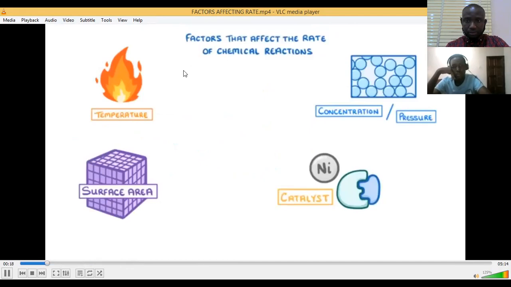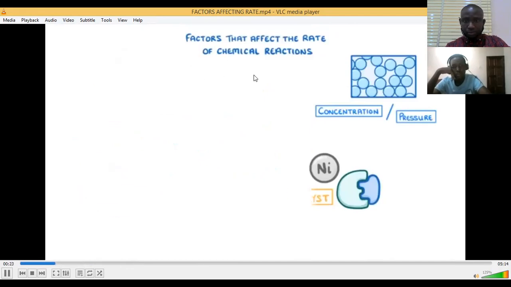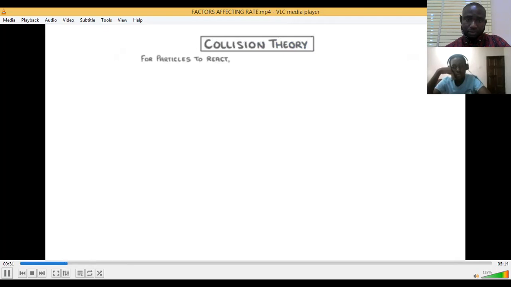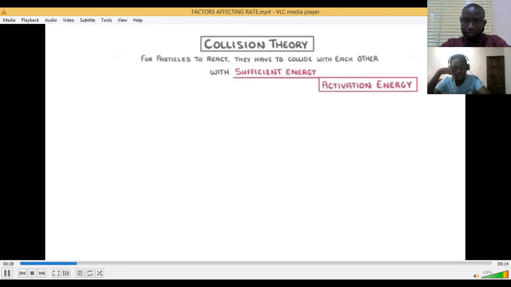Before we can understand how these factors affect the rate, though, we need to cover the theory behind reactions, which is known as collision theory. This states that in order for particles to react, they have to collide with each other with sufficient energy, which we call the activation energy. And if they collide with less energy than this, then nothing will happen. They will just bounce apart again.